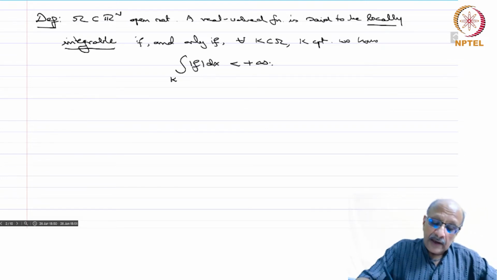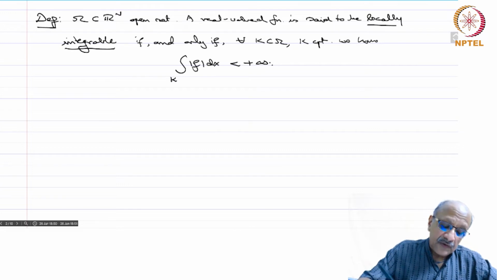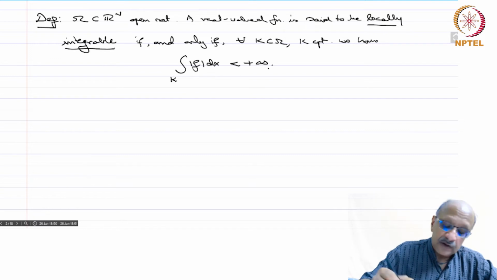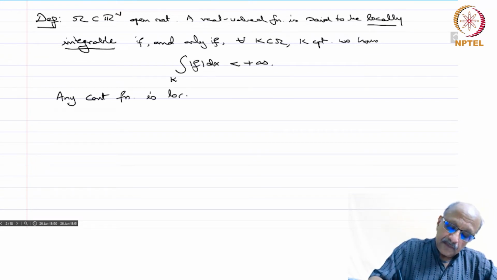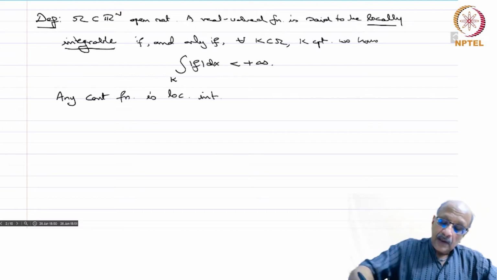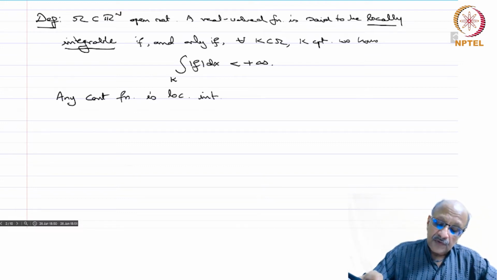So f is a function which is defined on omega, and modulus of f should be integrable over every compact set. That means this integral has to be finite. Then you say the function is locally integrable. So any continuous function is locally integrable, because any continuous function on any compact set is bounded, and compact sets have finite Lebesgue measure, and therefore this integral is always finite.